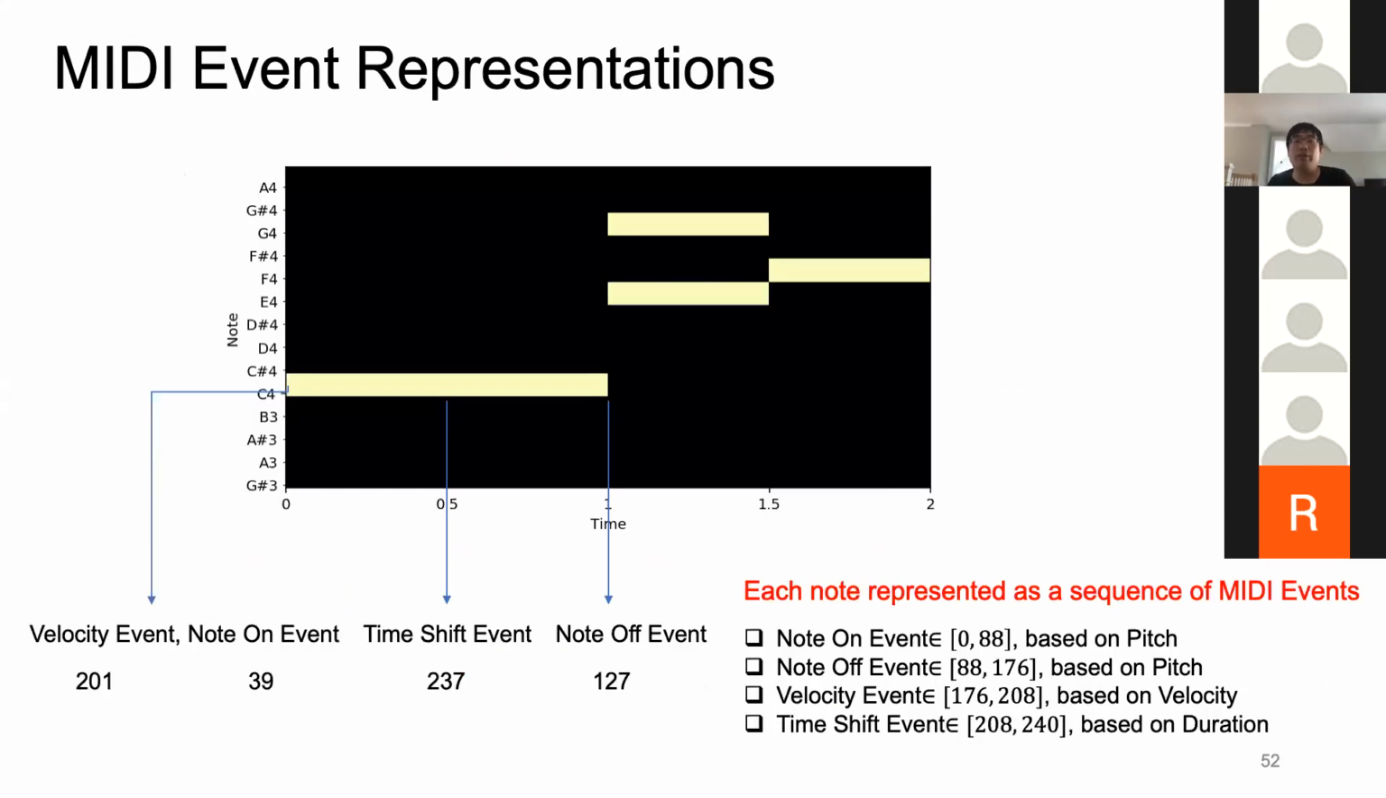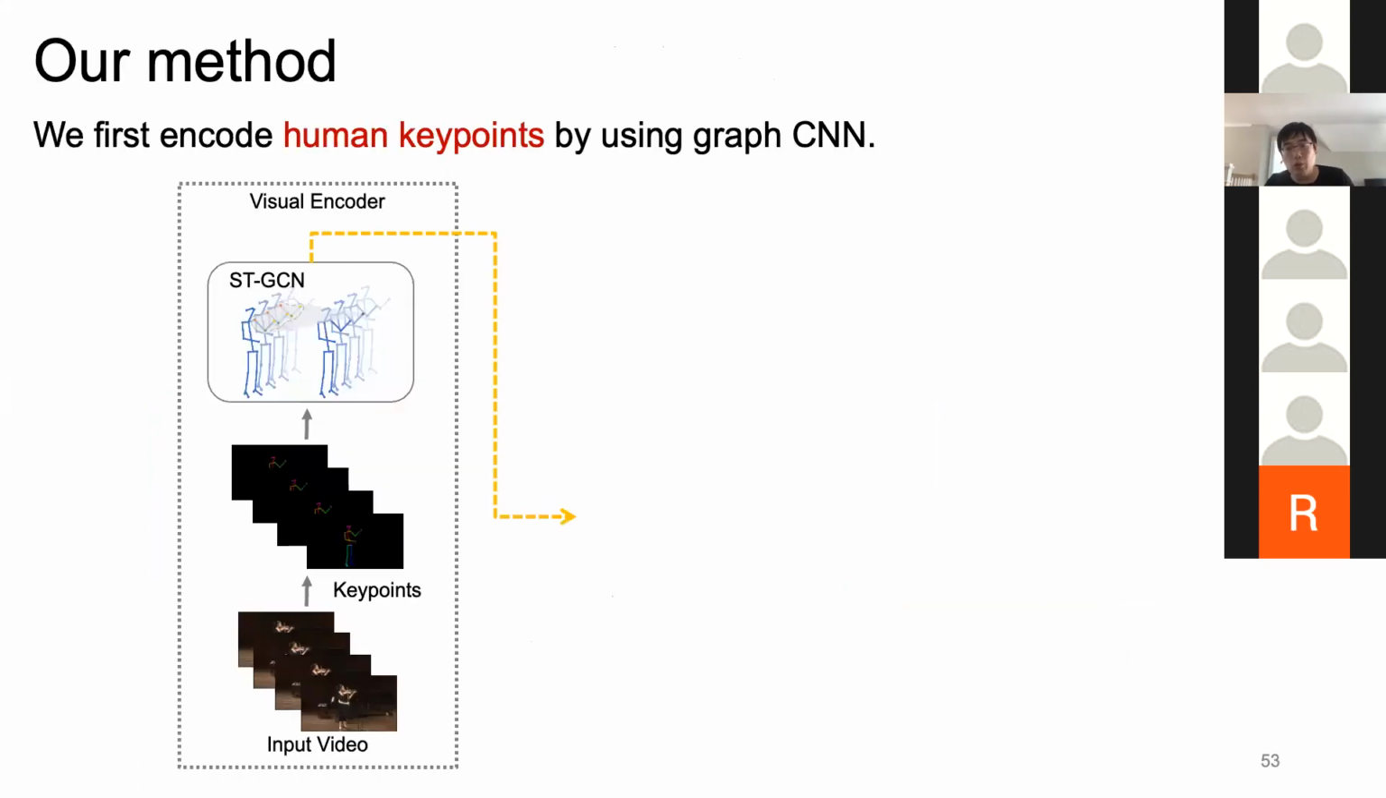Because we are from the computer vision community, you might be curious what the MIDI representation is. Essentially, MIDI events encode timing and loudness information for each note event, such as note on and note off. Therefore, given pairs of body keypoints and MIDI events, music generation from video can be posed as a motion to MIDI translation problem.